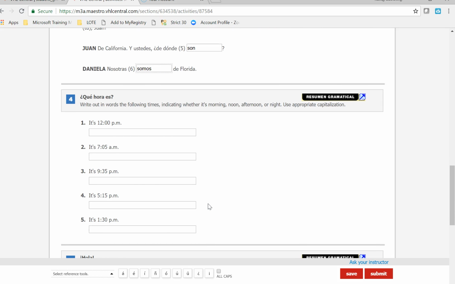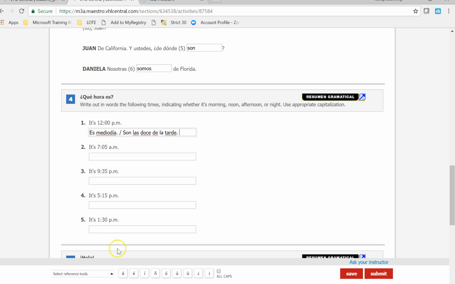¿Qué hora es? Write out the time words in the following times, indicating whether it's morning, noon, afternoon, or night. Use appropriate capitalization. It's 12 o'clock. We can either say es mediodía, for it is noon, or we can say son las 12 de la tarde, or we can say it's 12 in the afternoon.